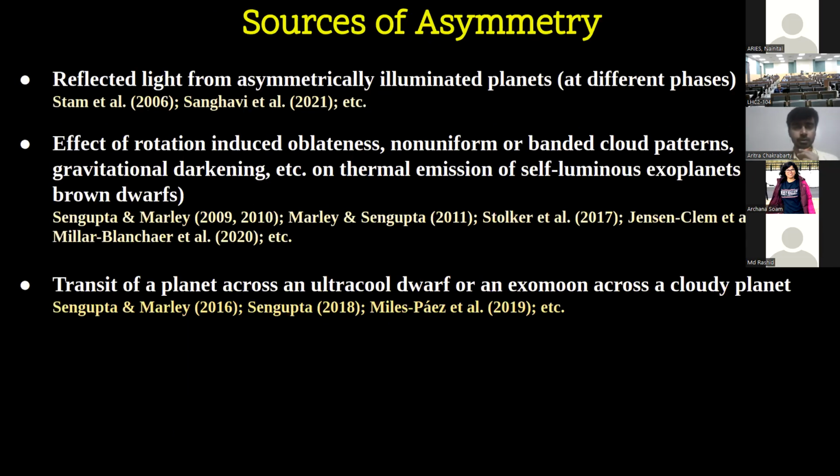That means there is some source of asymmetry which will give out the polarization, and that will give out information about the planet as well. There are different sources of asymmetry. One is the reflected light from asymmetrically illuminated planets, like phase-dependent asymmetry and day-night asymmetry. Then the thermal emission from self-luminous giant planets or brown dwarfs can be polarized because of rotation-induced oblateness, since they are rapidly rotating if they are young. Also, non-uniform banded cloud patterns can cause polarization, and there are many other reasons. I'll be focusing on these two reasons particularly. The target is to identify the source of polarization and then model it accordingly using the vector radiative transfer equations.